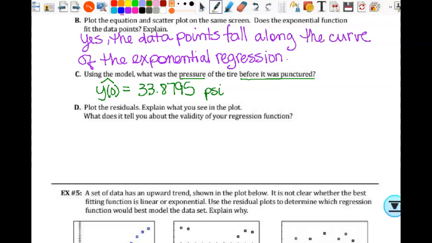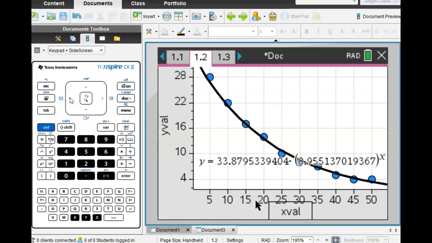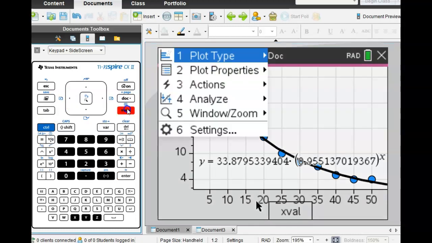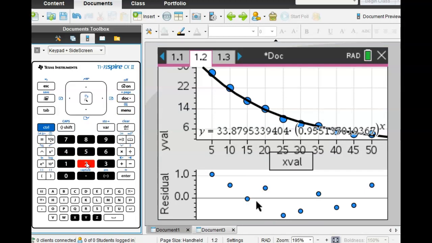Any questions? All right, so D says, plot the residuals, explain what you see in the plot. What does it tell you about the validity of your regression function? Okay, so what do we need to do on our calculator? Plot the residuals, right? Is this the screen I need to be on to do this? No. Okay, so I need to be on that second one we had. So remember, you can click up here if you like the mouse thing, or you can do Control left and it takes you back there. So now we do menu 4, 7. I want to show the residual plot.